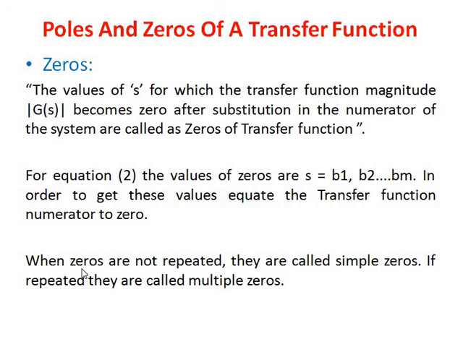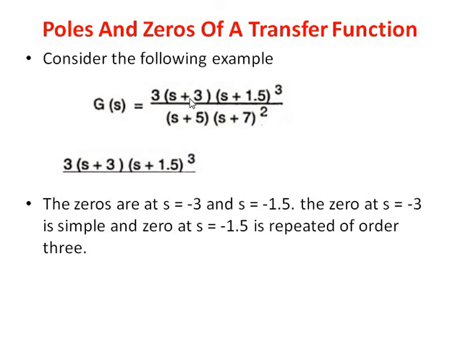Similarly, if zeros are not repeated, it is called a simple zero. If it is repeated, then it is called a multiple zero. So in this equation, if we put the numerator 3(s+3)(s+1.5)^3 equal to 0, by solving this equation we get s equal to -3 and s equal to -1.5. So s equal to -3 is simple because -3 occurs only one time, but the zero at s equal to -1.5 occurs 3 times. So it is a repeated zero of order 3.